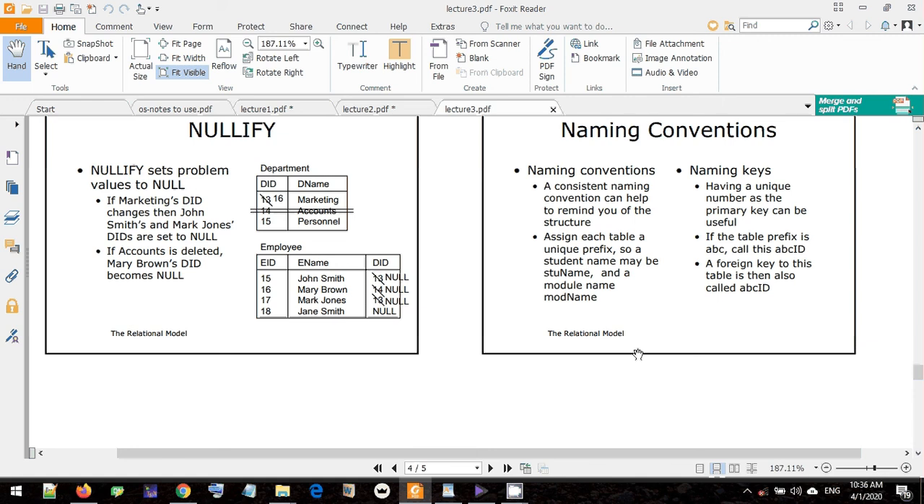Having a unique number as a primary key is always useful, and if the table prefix is ABC, then we can call that unique number the primary key ABC ID. A foreign key referencing this table is then also called ABC ID.